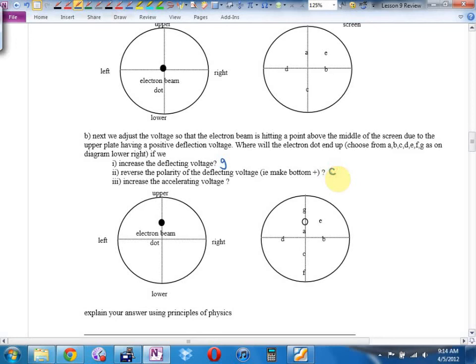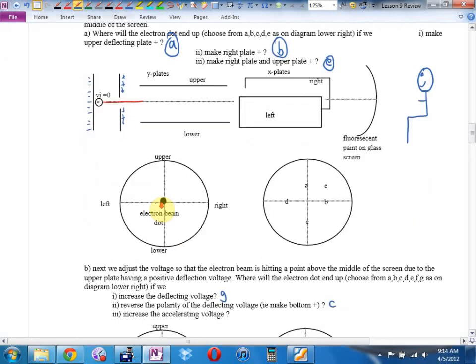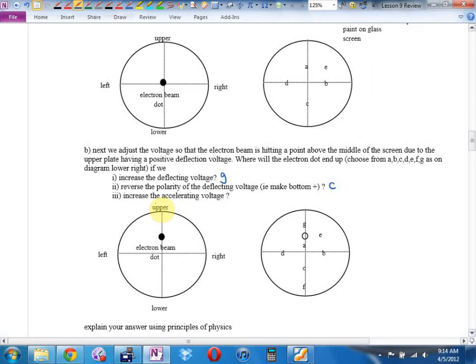Okay, go back to the original again. What if I increase the accelerating voltage, not the deflecting voltage, not these voltages? What if I bump this voltage up so it's traveling faster? If it's traveling faster, do you think it's going to get deflected more or deflected less? So what do you think? A. Is that okay? Yeah? Okay.